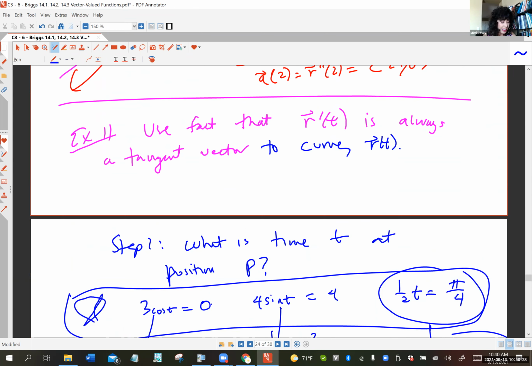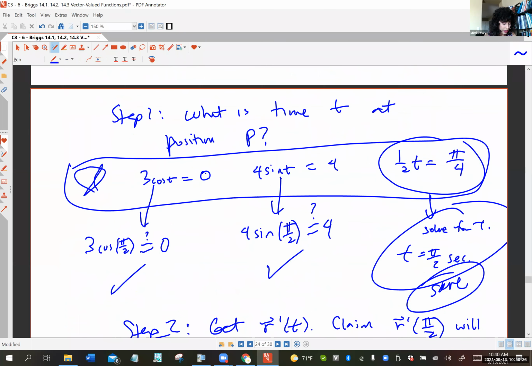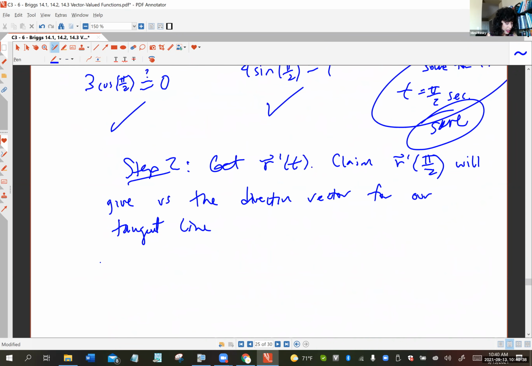So this is a pretty easy vector valued function to differentiate because we all know how to take derivatives of cos and sine and 1/2 t. So to get r prime, we just take it component by component. Let's see, the derivative of 3 cos t, I think, is negative 3 sine t.